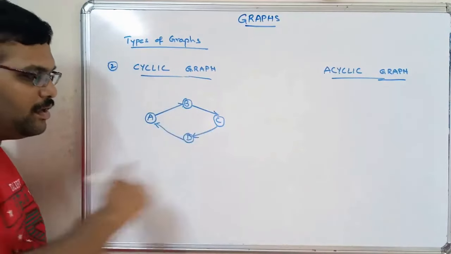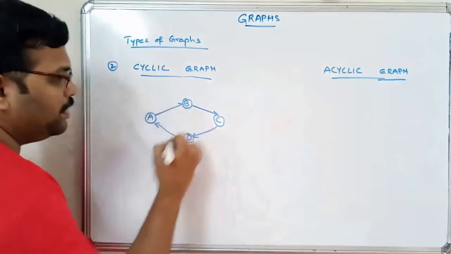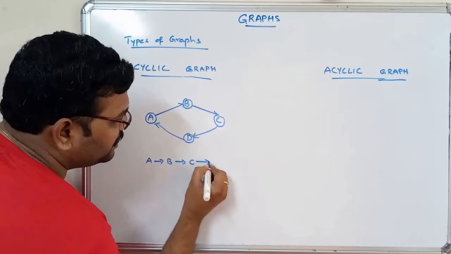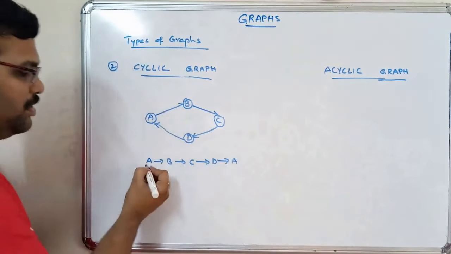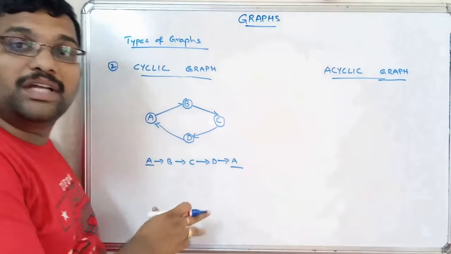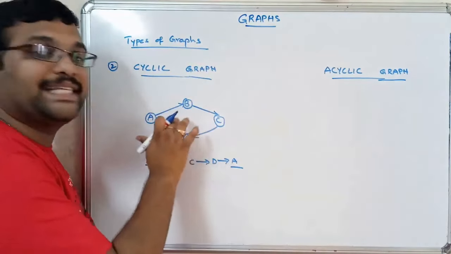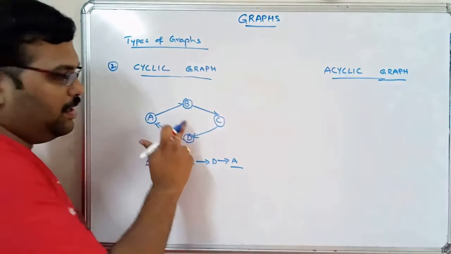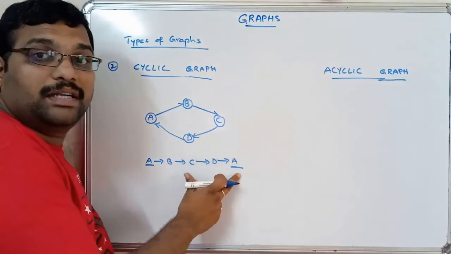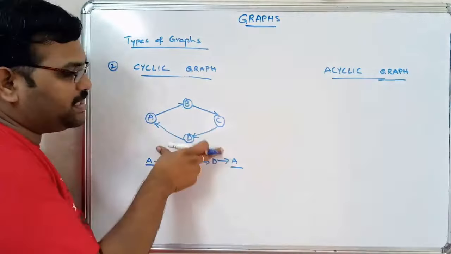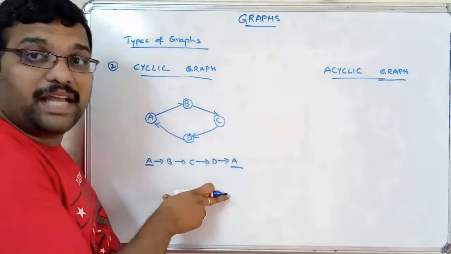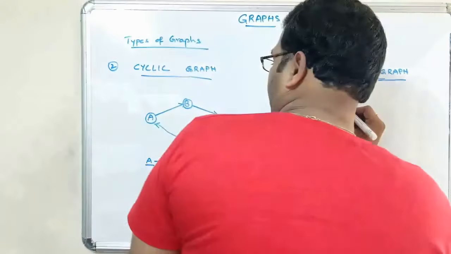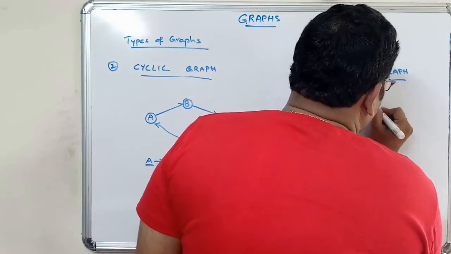If you consider this one, find the path here. You can form A to B, B to C, C to D, and again D to A. The starting vertex and the end vertex are both the same, so that means it forms a cycle. Hope you understood this one. If the starting vertex and the ending vertex are the same, then that forms a cycle, and if our graph consists of cycles, then it is called a cyclic graph. If our graph doesn't have a cycle, then that is called an acyclic graph.